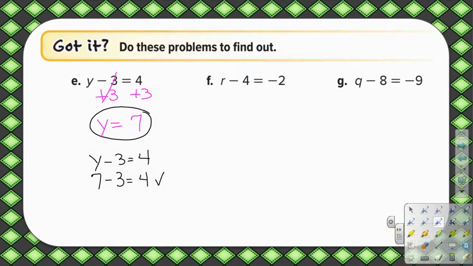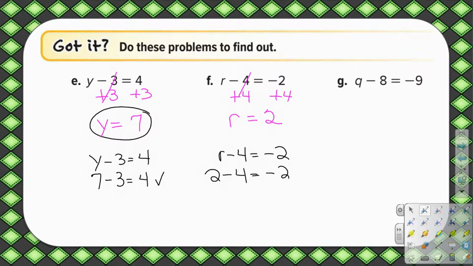Okay, on F, we've got r minus 4 equals negative 2. We need to get rid of the minus 4, so we're going to add 4 to both sides. Cancels out and leaves us with r is equal to negative 2 plus 4. Different signs, subtract their absolute values, keep the sign of the larger, which gives us 2. Let's double check. r minus 4 equals negative 2, and 2 minus 4 equals negative 2. Checks out, and r is equal to 2.